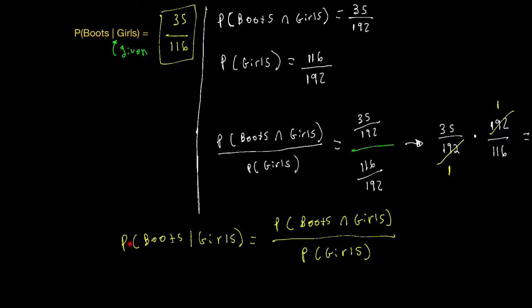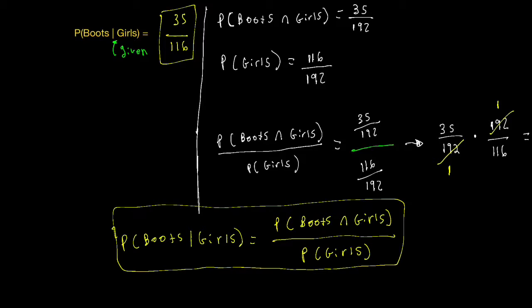If they ask you to calculate the probability of boots given girls, you can do so by calculating the probability of boots and girls and dividing it by the probability of girls. And this is a sketch of how the formula can get derived. But yes, this is just a demonstration. If you do this for a billion different problems, you're always going to get the same thing: the probability of A given B is equal to the probability of A and B over the probability of B.